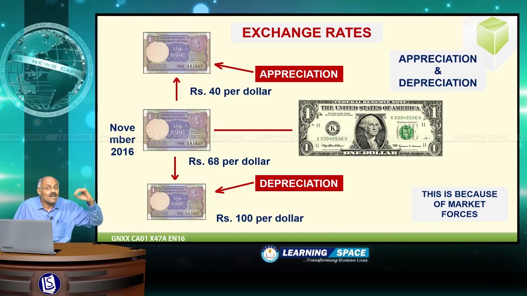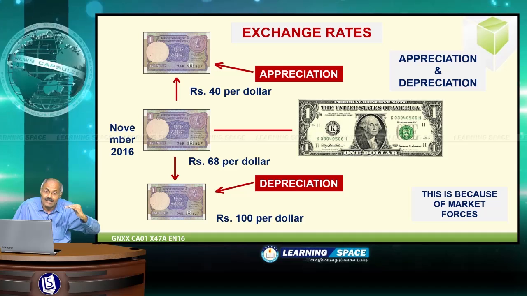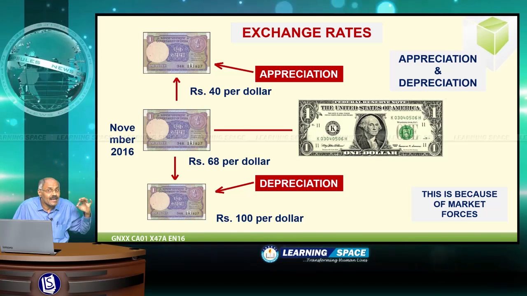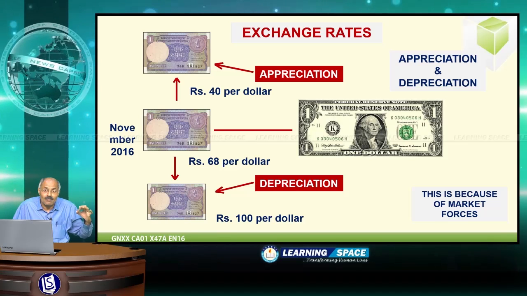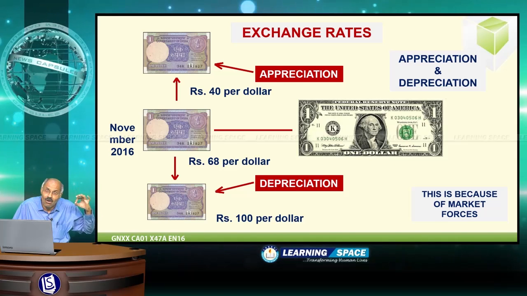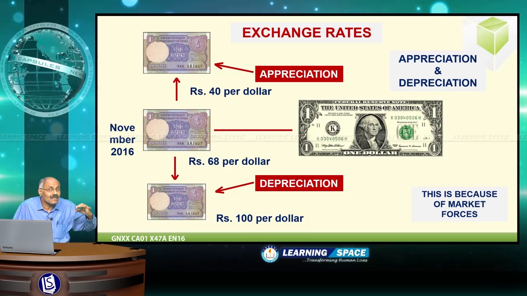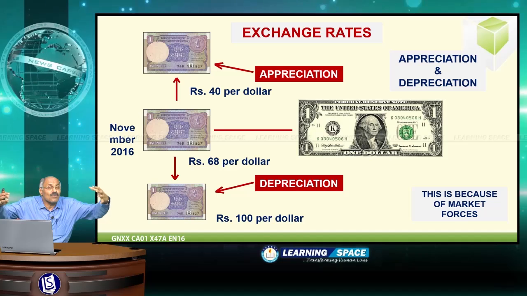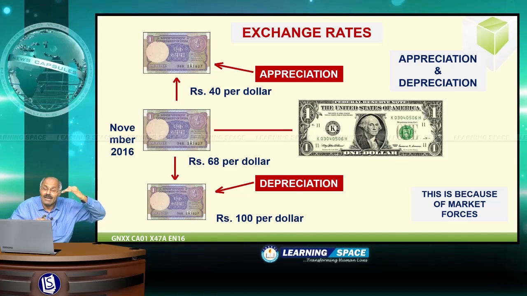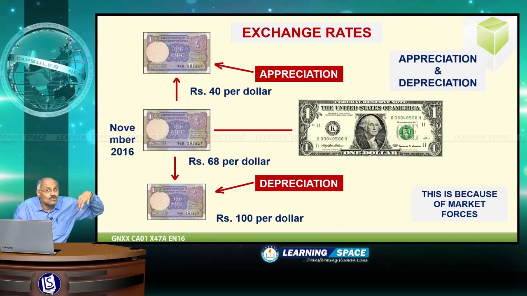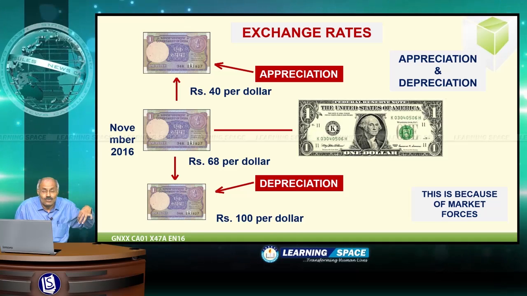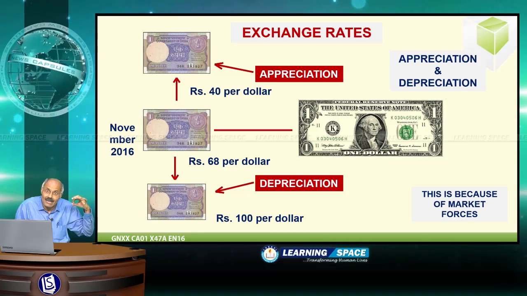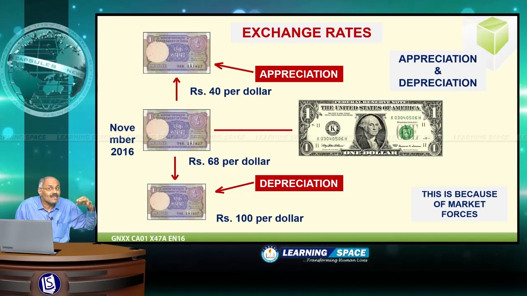So these terms, appreciation, depreciation, are solely on account of market dynamics. If there is more demand for a dollar, then rupee will depreciate, and if there is excessive inflow of dollars, then rupee will appreciate. So this is due to market dynamics, and two other terms are there.